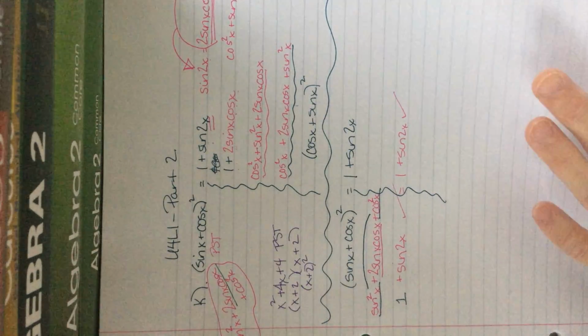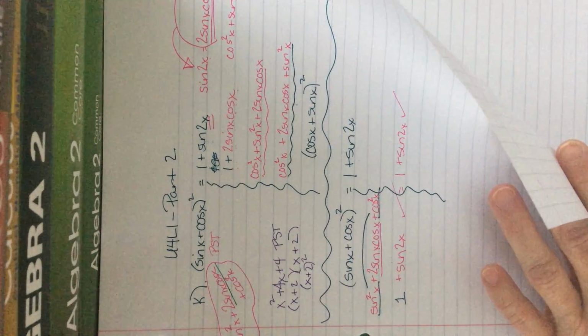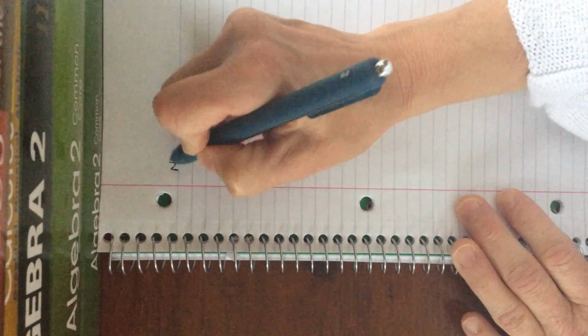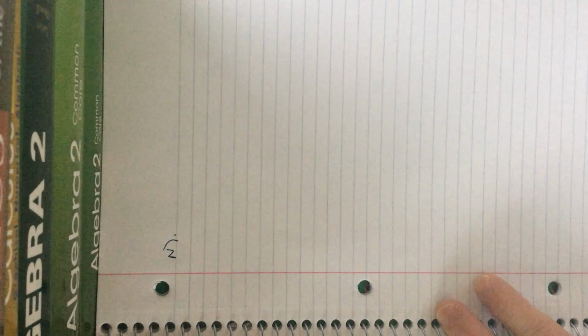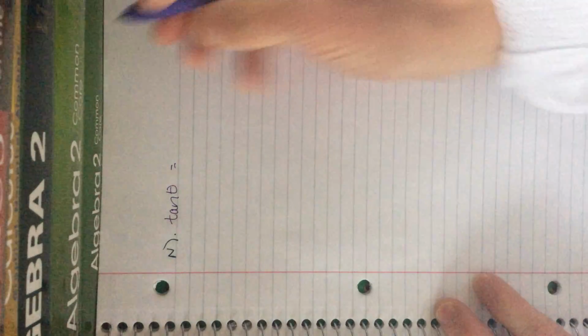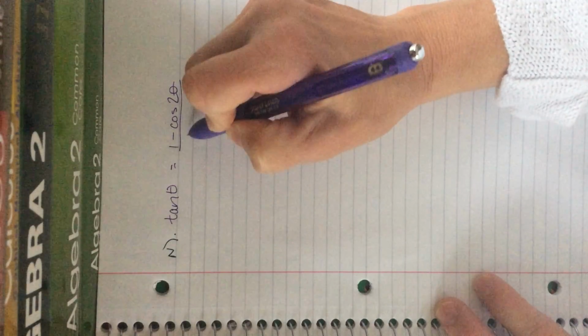So now let's look at, which one do I want to do? Let's look at example N. Okay, so example N, what do I have there? Example N looks like this. Tangent of theta equals (1 minus cosine of 2 theta) over sine of 2 theta.